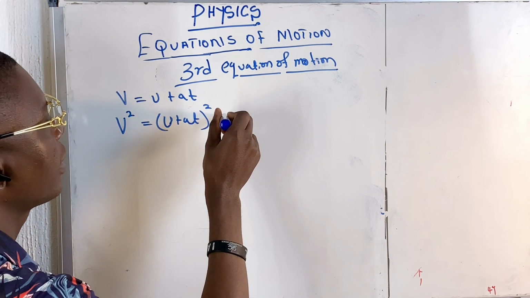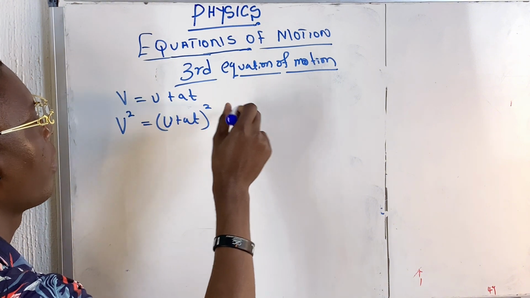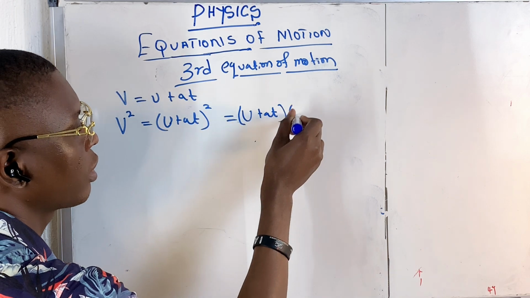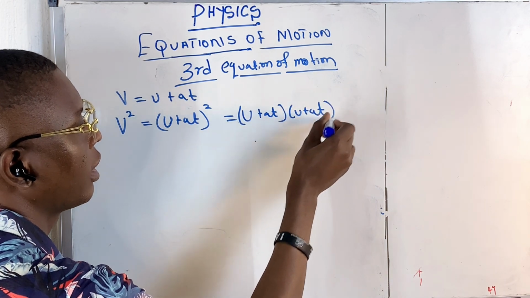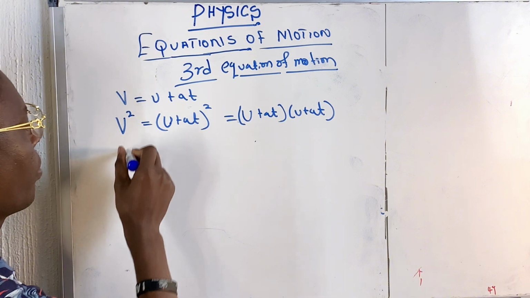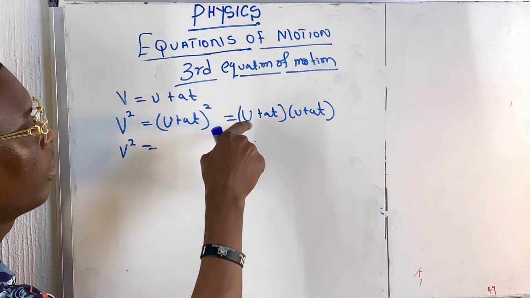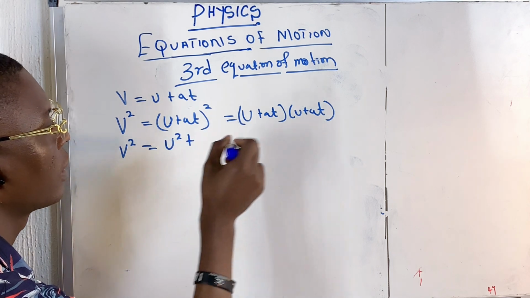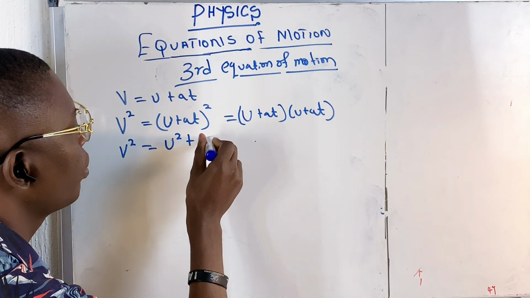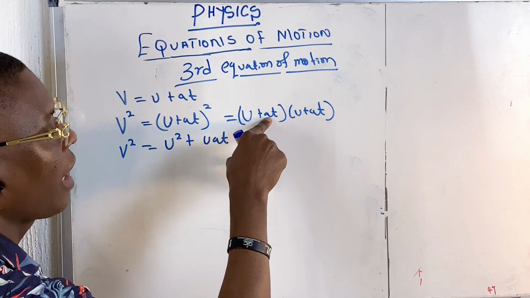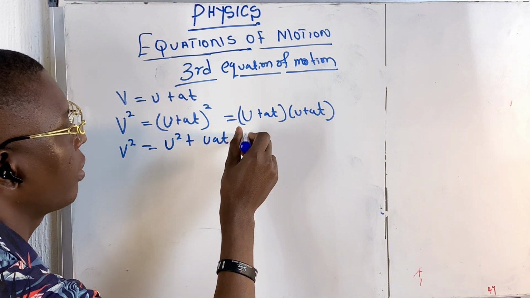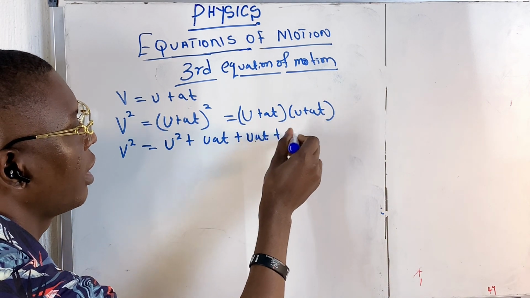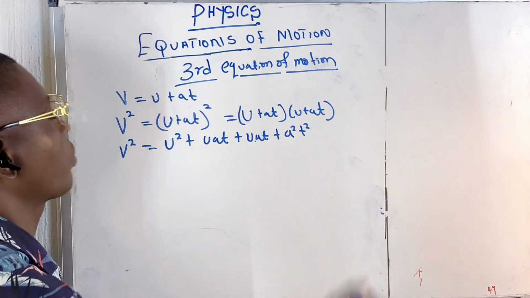Simplifying further, this will simply become (U plus AT) times (U plus AT). Now let's expand this bracket. So we have V squared left here is equal to, what's U times U, guys? This will be U squared plus, what's U times AT? UAT. Now we have AT times U. This will also be plus UAT. And then we have AT times AT, plus A squared T squared.